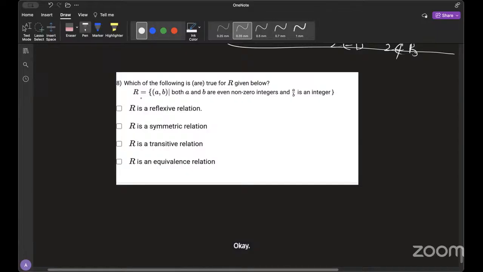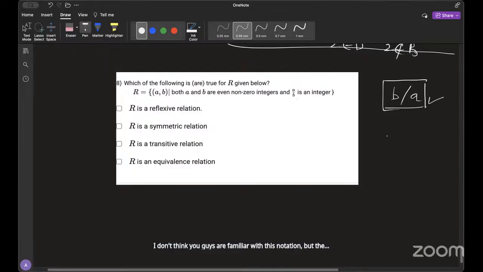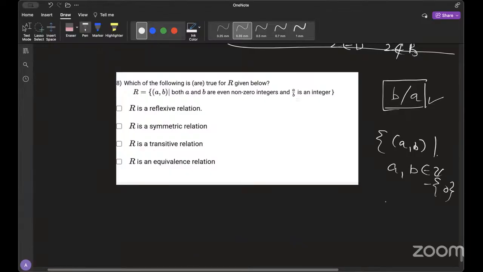So the question says, you have been given a relation where you say that A and B are related if both A and B are even non-zero integers and A divided by B is an integer. This means that B divides A. This is the notation that we use for B divides A. I don't think you guys are familiar with this notation, but this whole thing just means, so the relation here is (A, B) such that A and B are non-zero integers, and B divides A, right?